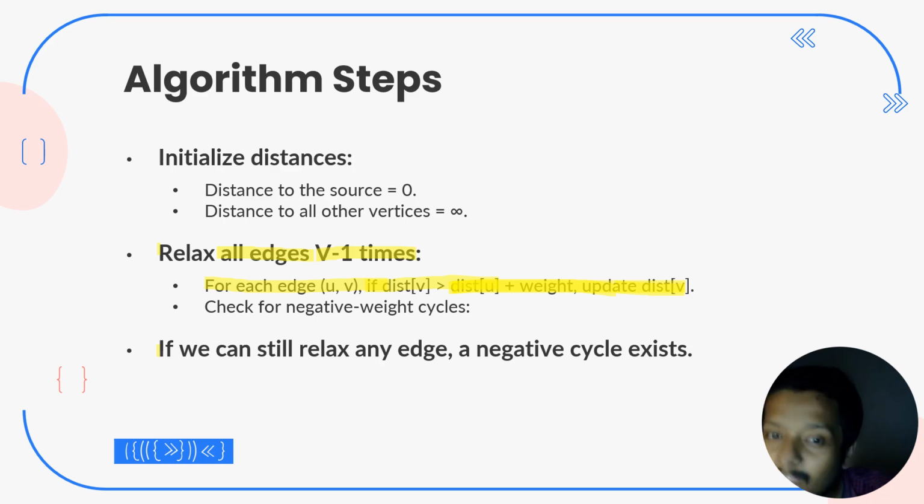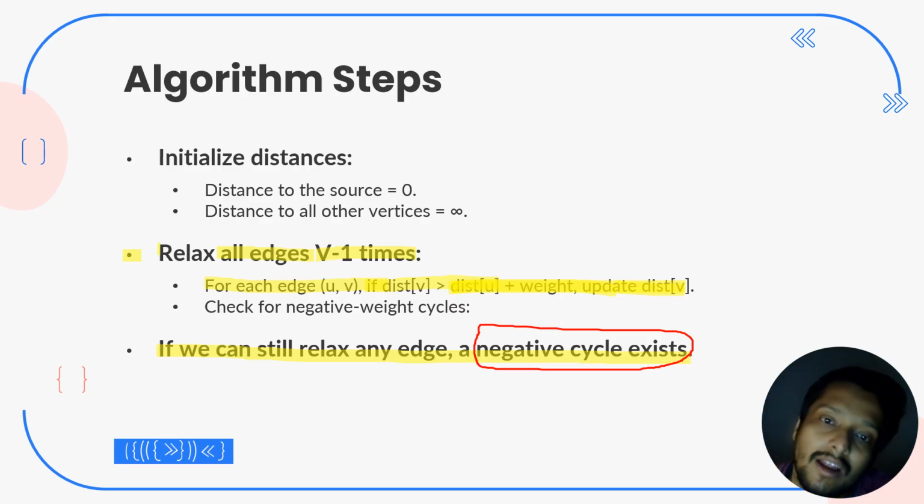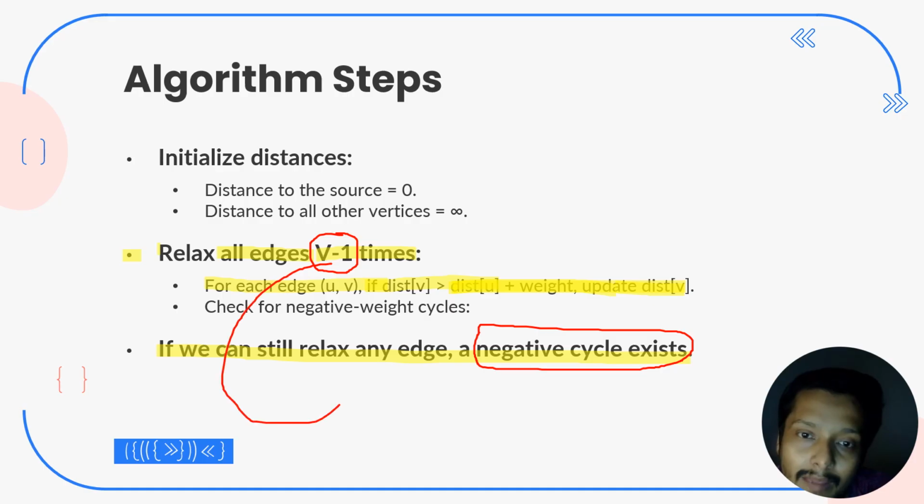Again, if there is a negative weight cycle, then you can relax it even more. Like I said, if there is a negative cycle, then you can relax it infinity times. So the only check is that if even after V minus 1 times you are able to relax it, then it means that there is a negative weight edge cycle present in the system.